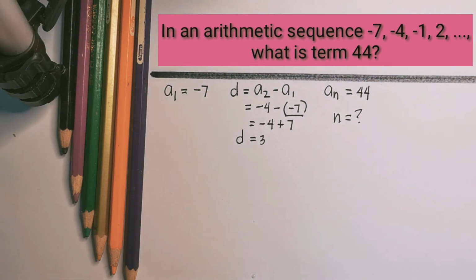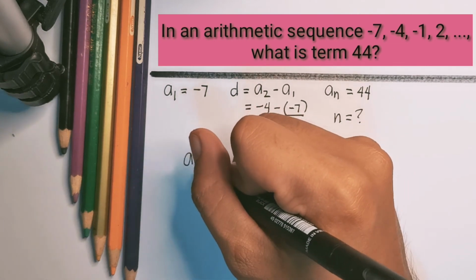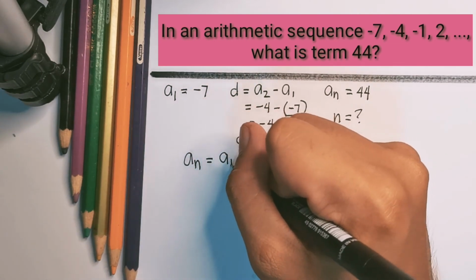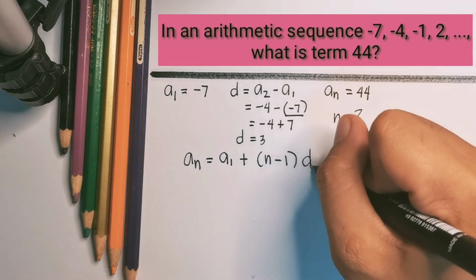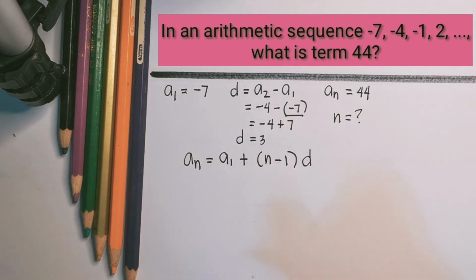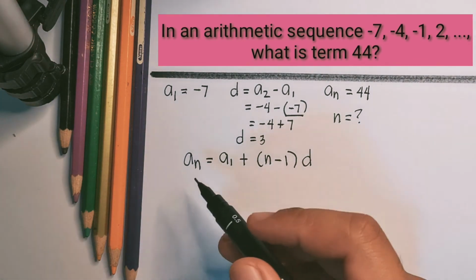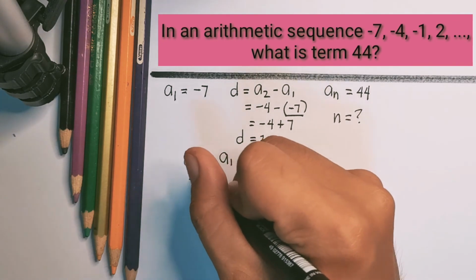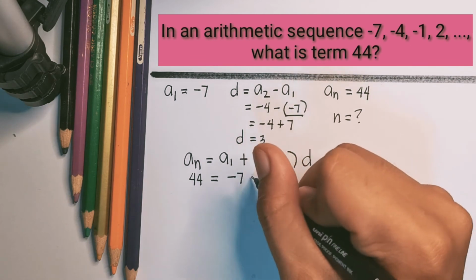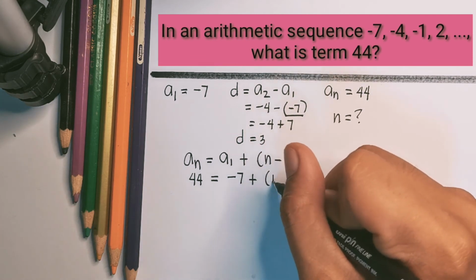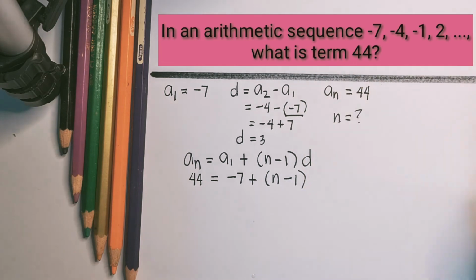Para makuha natin ang value ng n, sulat muna natin ang formula for the n term of an arithmetic sequence. Ito ay a sub n equals a sub 1 plus the quantity of n minus 1 times d. Ngayon, isubstitute natin. Ang ating a sub n ay 44 equals a sub 1 natin ay negative 7 plus n minus 1 times the common difference, which is 3.